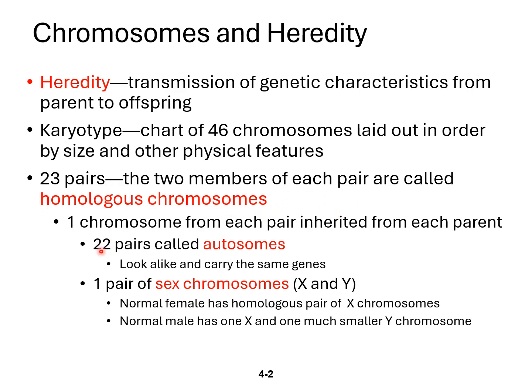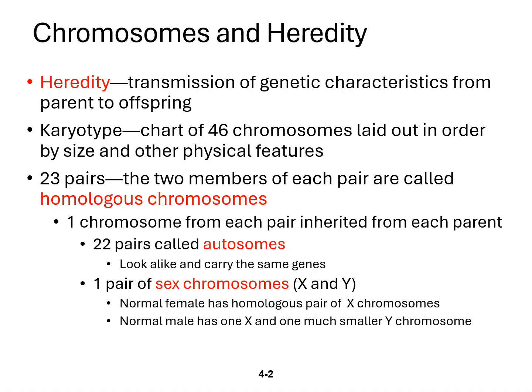Now, 22 of those pairs are called autosomes. They look alike and carry the same genes. 1 pair looks different, and those are the sex chromosomes. These are different because one's an X and one's a Y. A normal female has a homologous pair, so they have an X and an X. A normal male has an X and a very much smaller Y chromosome.